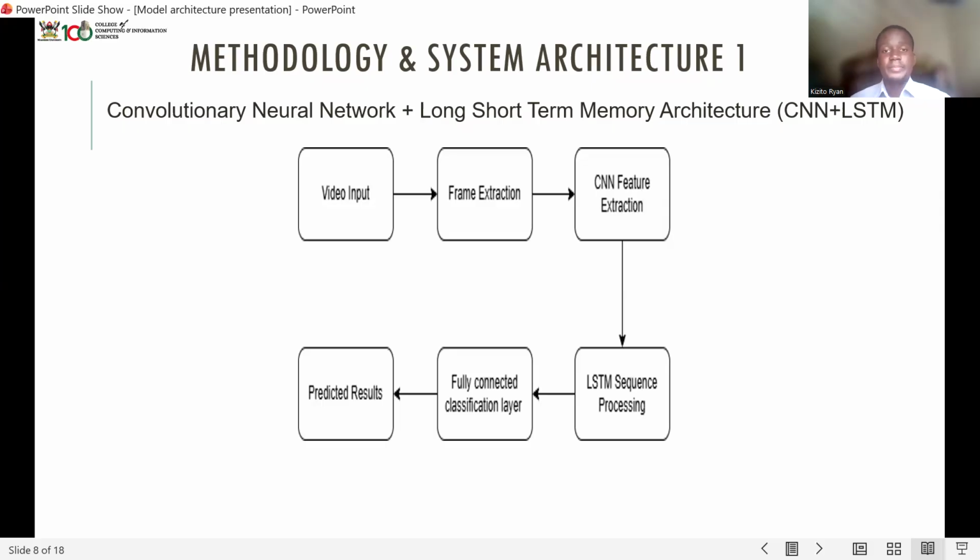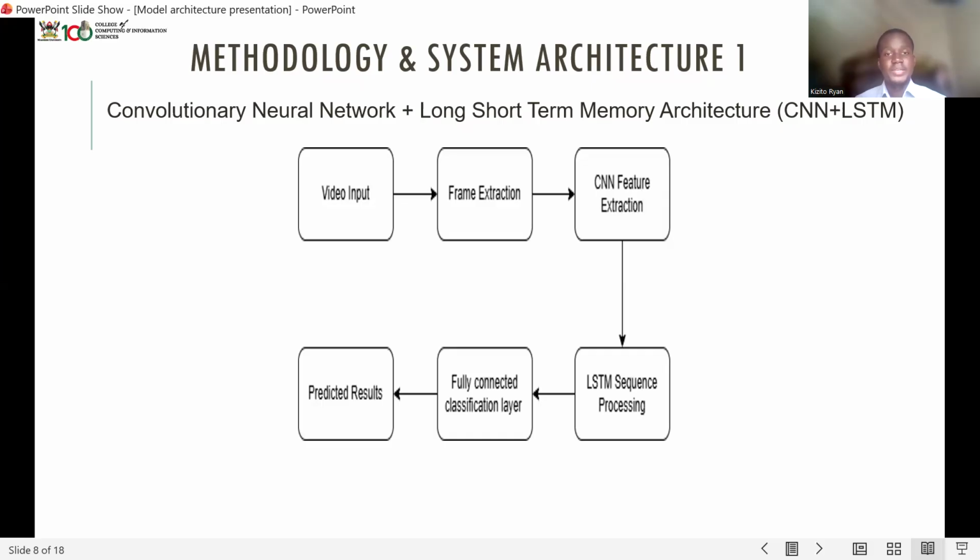So the importance of this is for the model to analyze how events unfold across multiple frames. For example, it can recognize a sequence such as a person approaching a vehicle or breaking a window. It recognizes it over time. And that will bring us to our fully connected classification layer. Here, the output from the LSTM is passed into a fully connected layer, and this performs the final classification.